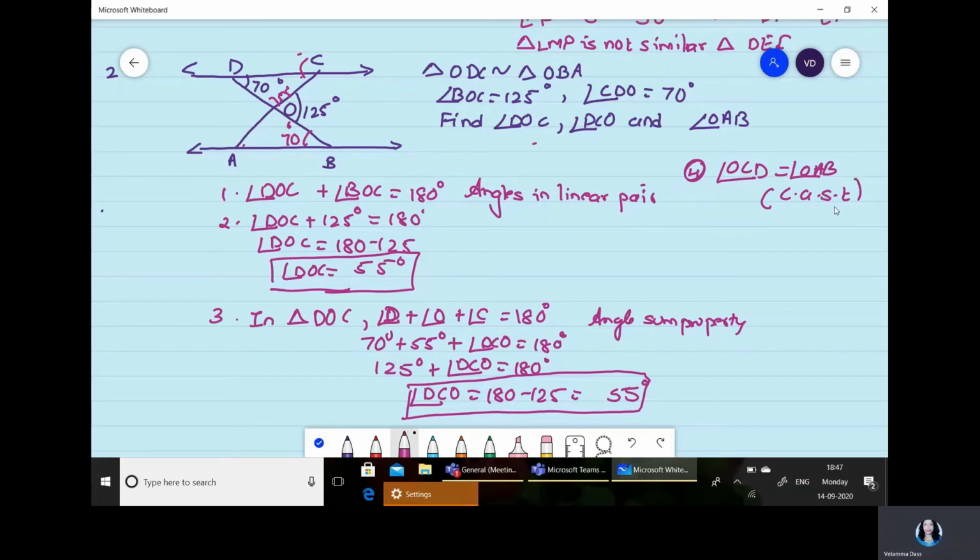Since the two triangles are similar, the corresponding angles of similar triangles will be equal. Therefore, we can say angle OAB is equal to 55 degrees, as we already found angle DCO. So DCO we found out was 55, so OAB also will be 55. Thus we found all three angles by using the property.